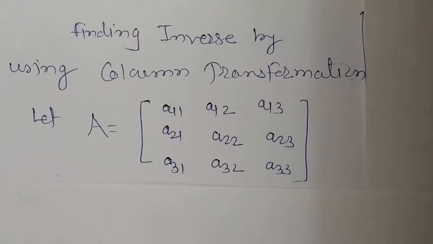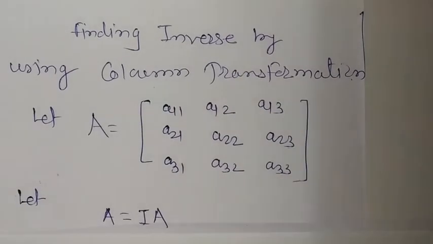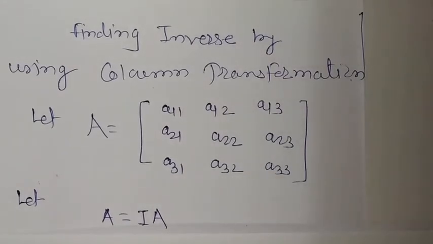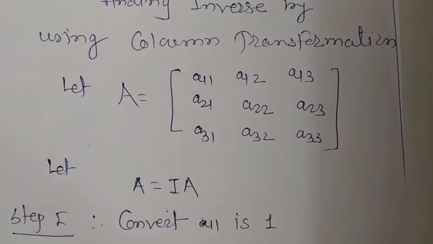the inverse by column transformation. So the first stage is what? You have to write A equals I A. What is I? I is an identity matrix. Any matrix A you can write in the form of I into A. Let me start. That's step number 1.